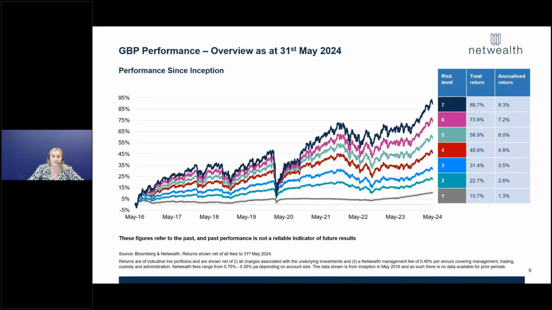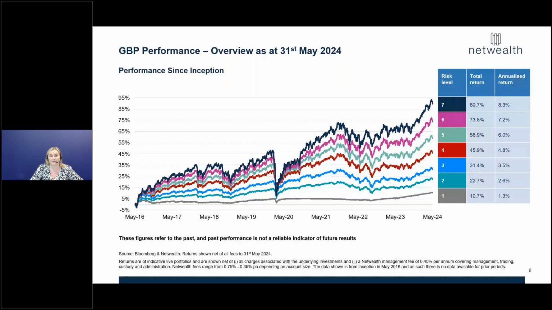Now, what's also important to look at on this slide is the annualized return figure on the far right-hand side for each risk level. So annualized return is a measure of how much an investment has increased on average each year since our inception in 2016. So you can see for our highest risk portfolio, risk level 7, that annualized return is over 8% net of fees.